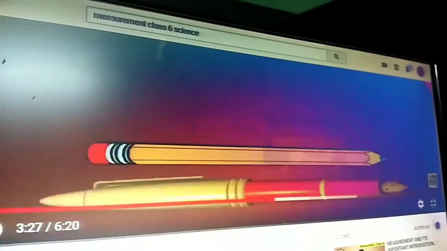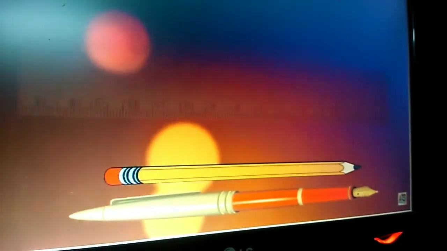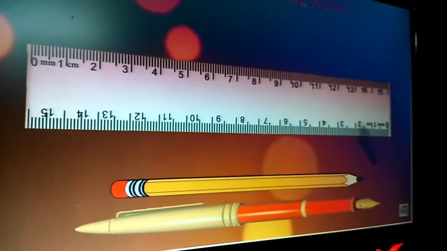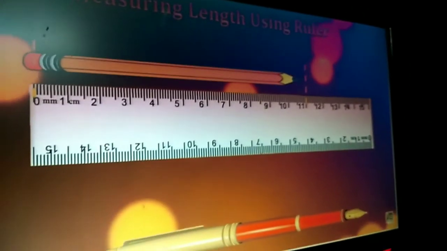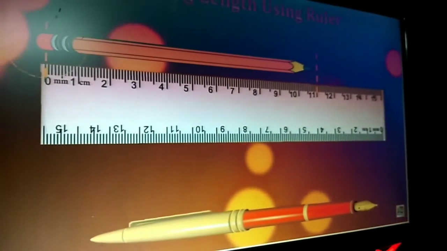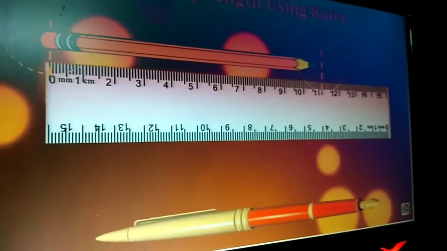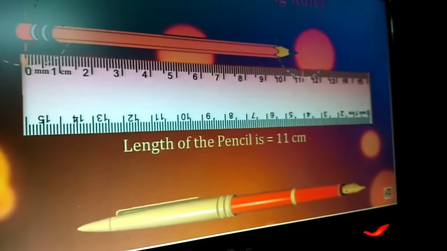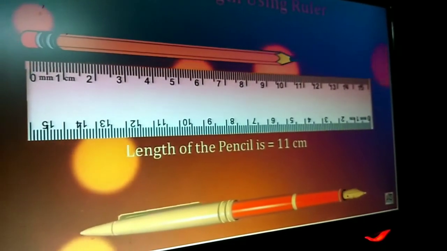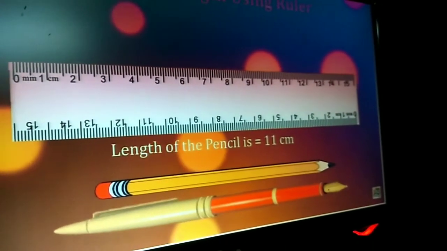Measuring length using a ruler. Suppose we have to measure the length of a pencil and a pen. What type of instrument is used that measures the length of the pencil in standard unit? The instrument we use is a ruler. Now it is put along the ruler, putting one end of the pencil at 0 on the scale and the other end is at 11. So we can say that the pencil is 11 cm long.